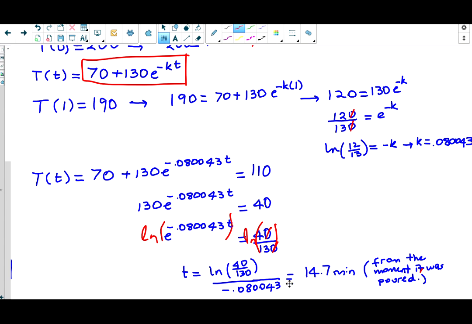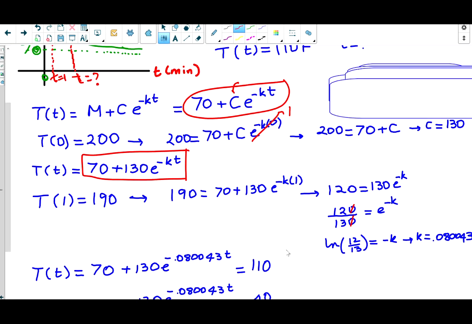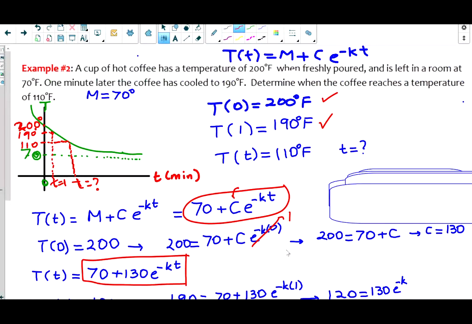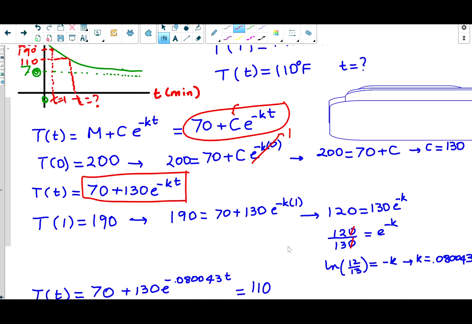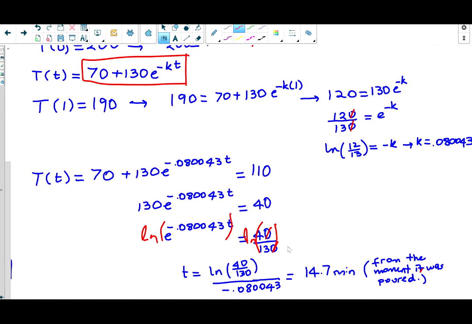Now remember what this time represents. This is a time from the initial, from time equals 0. So that's the time when it was placed in the room, when the coffee was placed in the room, or when it was freshly poured. So it will take 14.7 minutes from the moment it was poured to get to the temperature of 110 degrees when it will be reasonable to drink it.